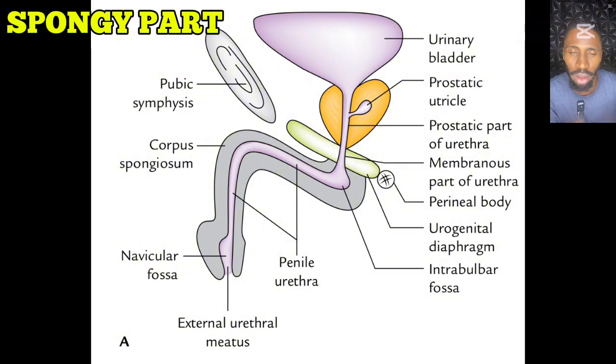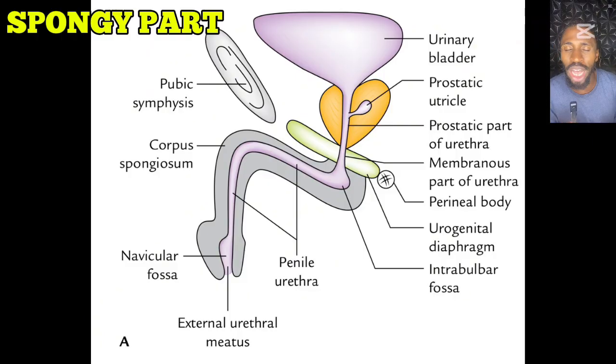urogenital diaphragm, where the membranous urethra traverses, piercing the perineal membrane, 2 centimeters long. Then it continues as the spongy part of the urethra, which is 15 centimeters long also. Don't forget it.